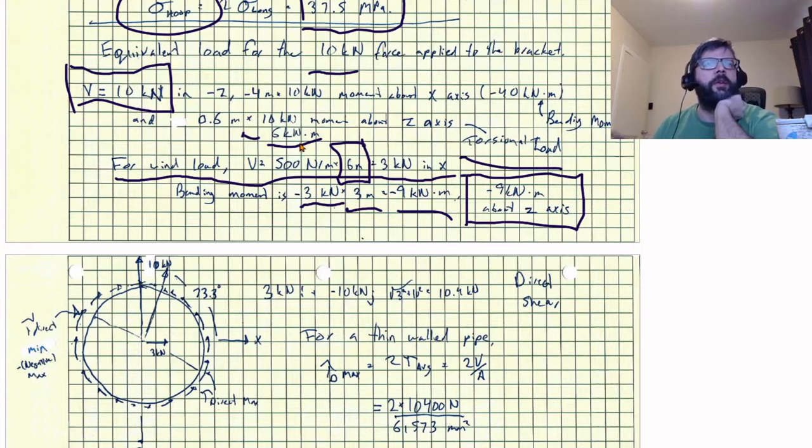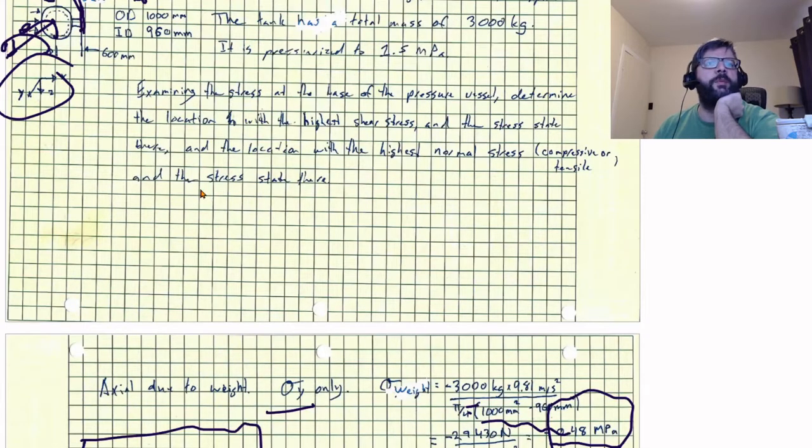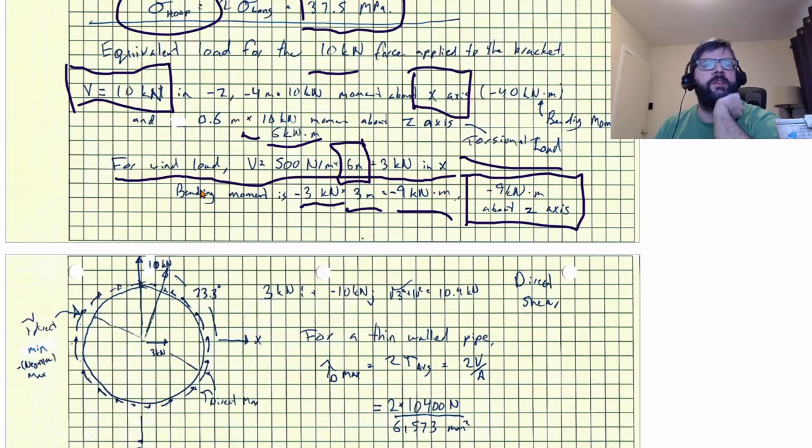Any rotation about the x-axis or the z-axis is a bending, and any rotation about the y-axis is torsional, just because of the orientation of the thing.